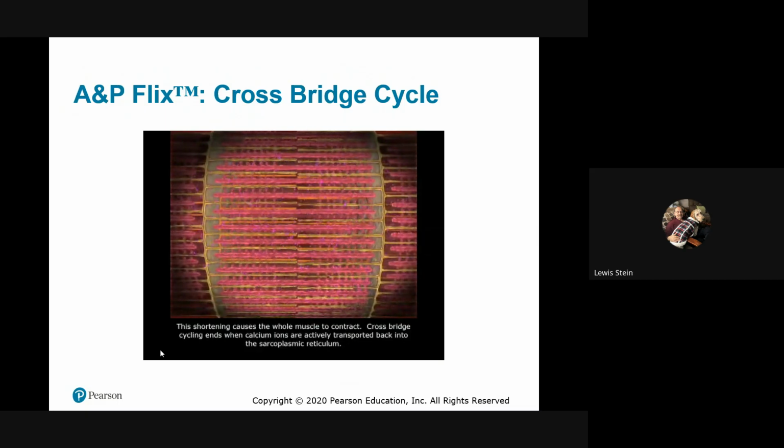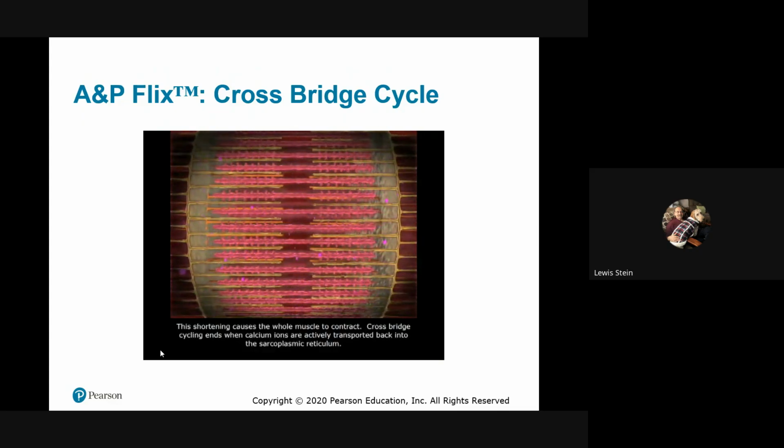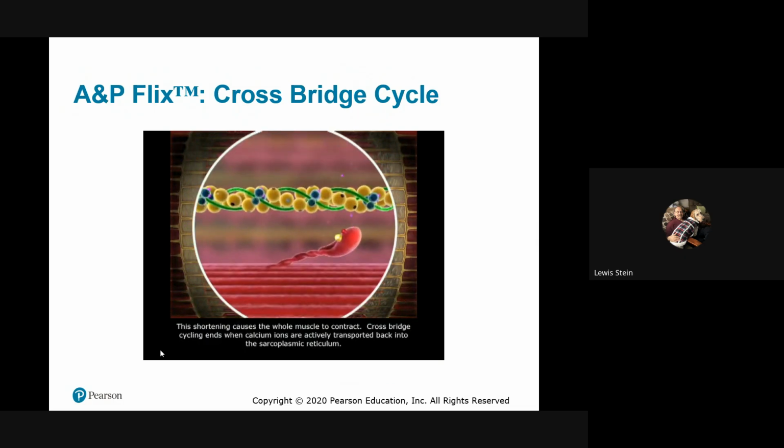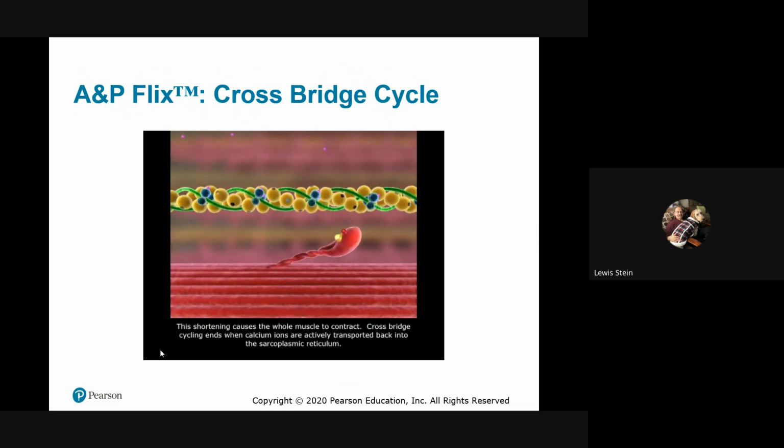Cross-bridge cycling ends when calcium ions are actively transported back into the sarcoplasmic reticulum. Troponin returns to its original shape, allowing tropomyosin to glide over and cover the myosin binding site on actin.